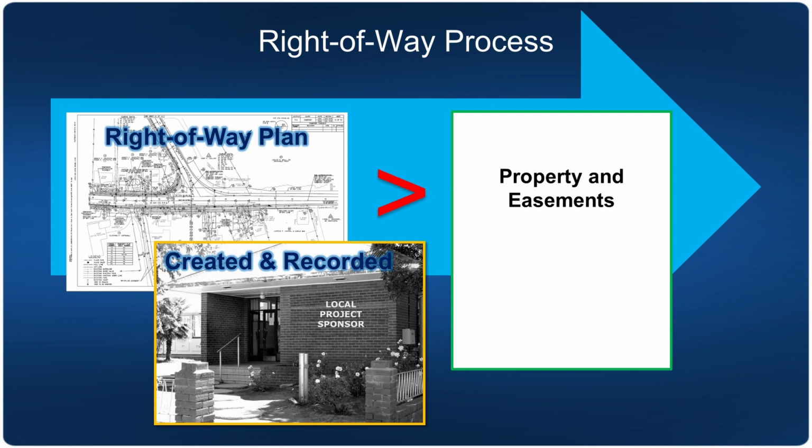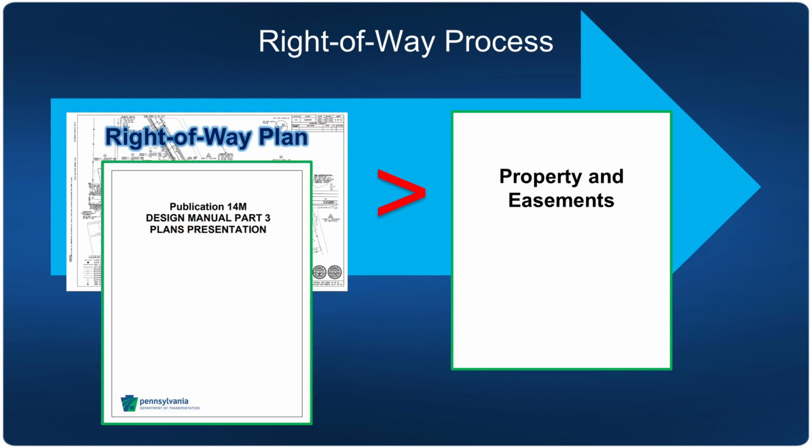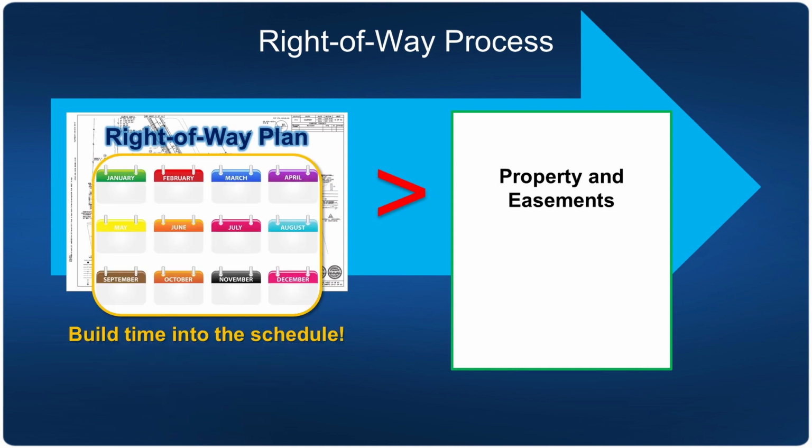Right-of-way plans must define the type of interest to be acquired in accordance with Publication 14M, Design Manual 3. It should be noted that right-of-way plans can take several months to develop. Be sure to build adequate time into the schedule to allow for development of the plan.